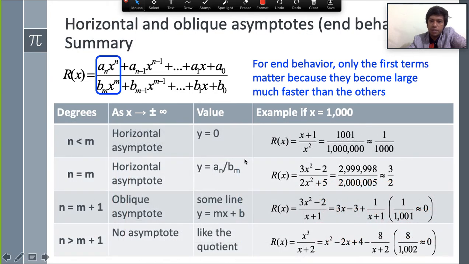So this is the summary. No asymptote, we will say, if the power is 1 bigger. Once again, down here, then it is y equals 0, the x-axis. If the power is the same, 3 by 2. Then if the power above is 1 more, you do the division. If the power above is more than 1 bigger, there is no horizontal asymptote.